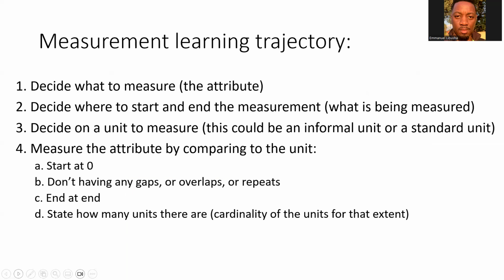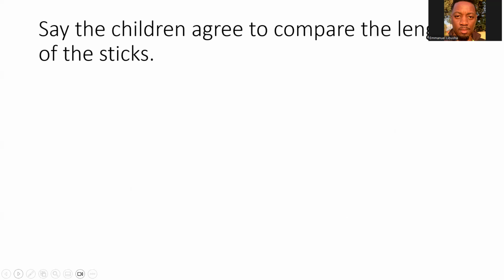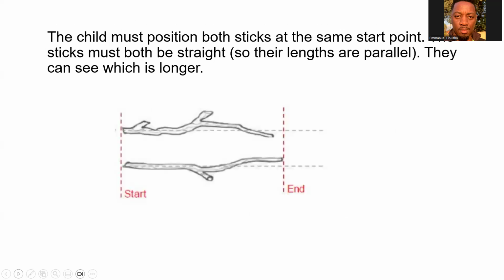So in order to understand this concept, you need to decide what to measure, decide where to start, decide on a unit to measure, and measure the attributes by comparing to the units. Okay, and this is how normally you teach measurements to the foundation phase learners. Okay, and it makes it easier. Say the children agree to compare the length of the stick, right? If you look at what I have there, children must position both sticks at the same starting point, and they must be straight. That way they can see which one is longer, and that is measurement without bringing in the unit of measurement.